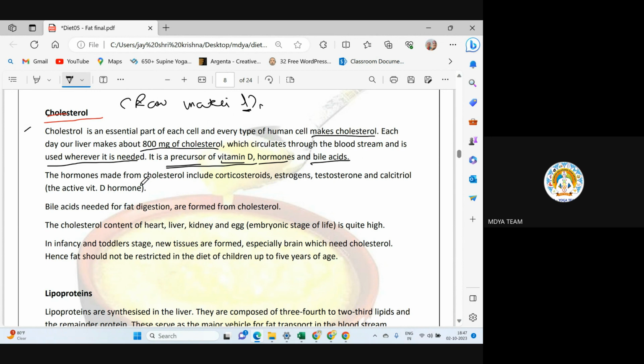The hormones made from cholesterol include corticosteroids, estrogen, testosterone, and calcitriol, the active vitamin D hormone. These hormones, corticosteroids, estrogen, testosterone, we have already discussed. What is calcitriol? Calcitriol is the vitamin D hormone. That's why it is written that cholesterol is also a precursor of vitamin D.